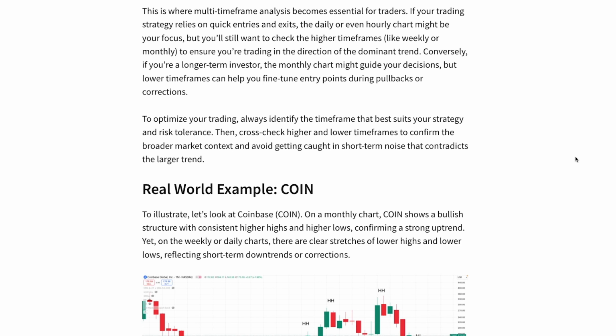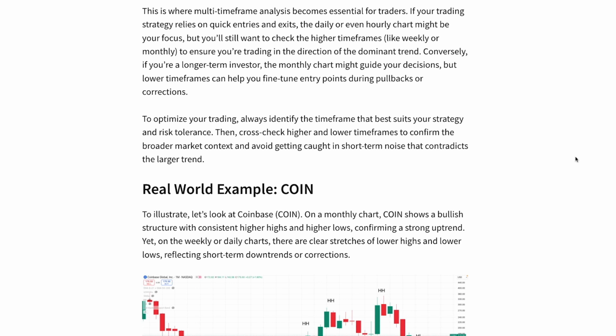So this is where, again, multiple time frame analysis becomes essential for traders, depending on what strategy you are using. If your strategy relies on quick entries and exits, you're day trading, the daily or hourly or even lower time frame charts might be your focus. But you'll still want to check the higher time frames, perhaps a weekly or a monthly, just to ensure that you're trading in the direction of the dominant trend. Or your strategy might call for you to understand the trend of that particular security, or maybe not.